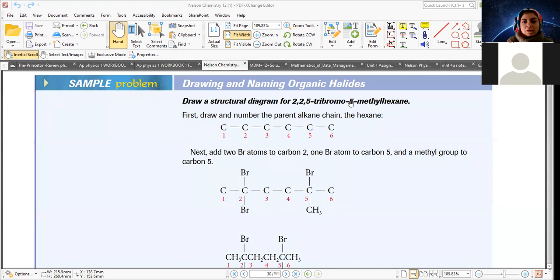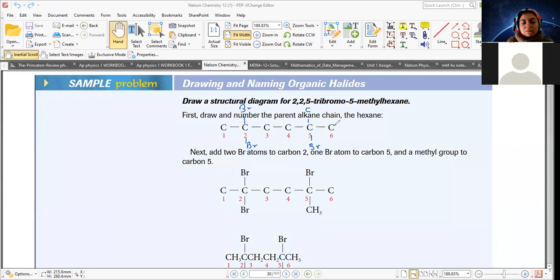Draw the structure diagram for tribromo-5-methylhexane. Knowing that hexane is 6, in the main chain you have 6 carbons. On the second one, again on the second one, and on the fifth one, you have bromo. It's 3 of them. So you put Br here, and Br here. 5-methyl: on the fifth carbon here, you have methyl. Methyl has 1 carbon.